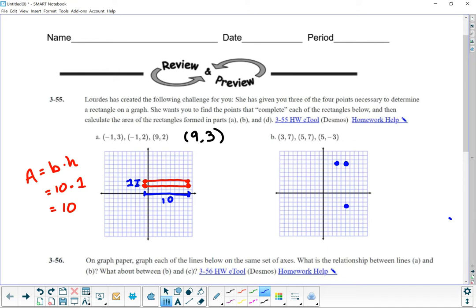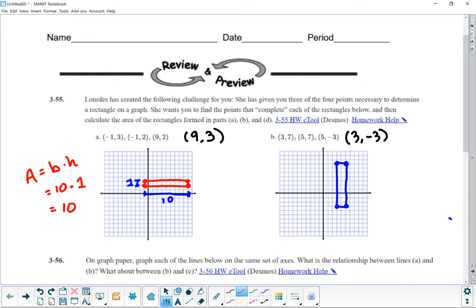Okay. Now, and again, if you connect the dots, connect there, you'll see that you are actually missing a point right here. And this point is going to be the point 3, -3. Okay, so if we connect that, we will have a rectangle.